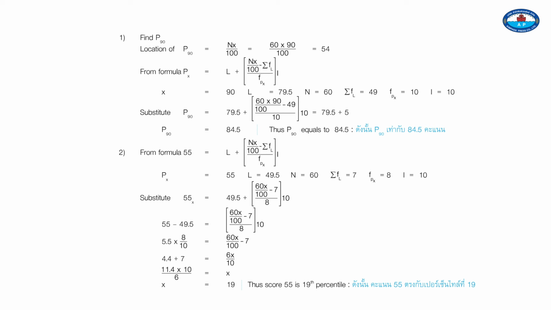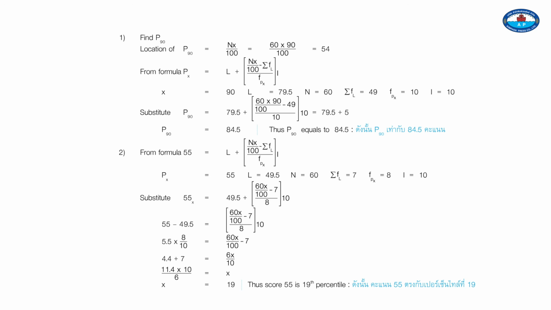1. Find P90. The location of P90 equals 54. From the formula Px equals L plus ..., x equals 90, L equals 79.5, N equals 60, the frequency equals 10, I equals 10. Substitute: P90 equals 79.5 plus 5. P90 equals 84.5, thus P90 is equal to 84.5.